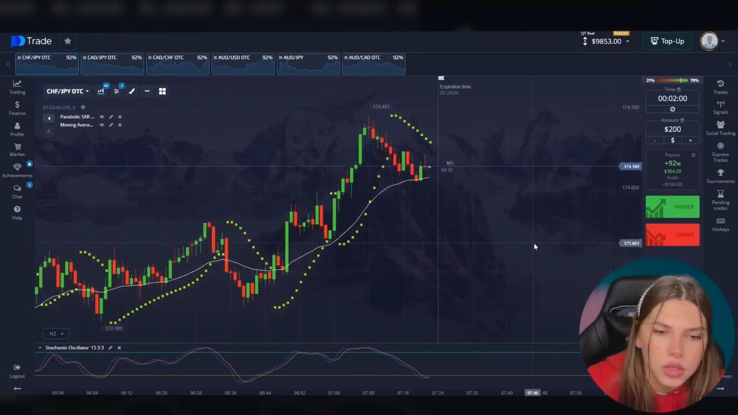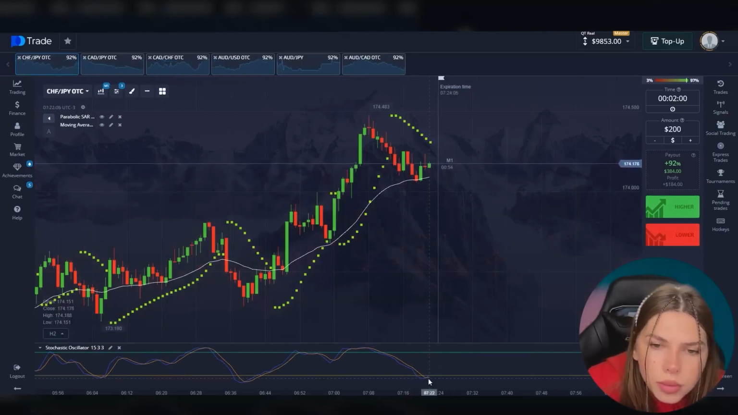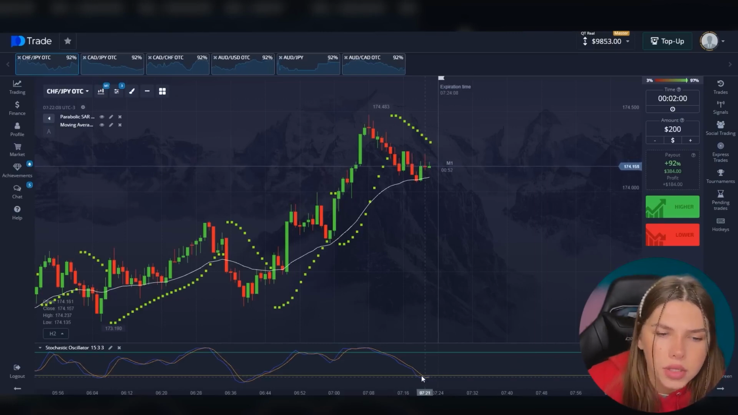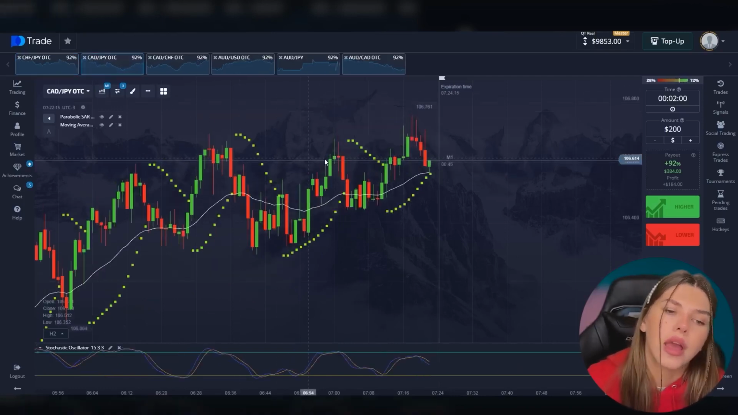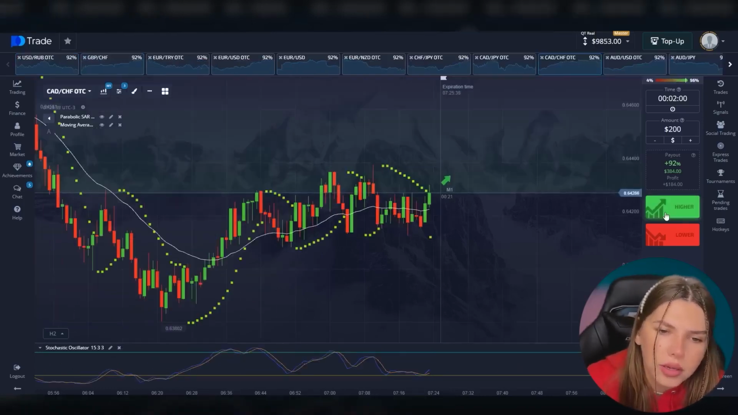I forgot to pay attention to stochastic. We will not open because here the price is already over the yellow line. It will go up now, and therefore we skip this deal and look for another one. Here I found an interesting moment.